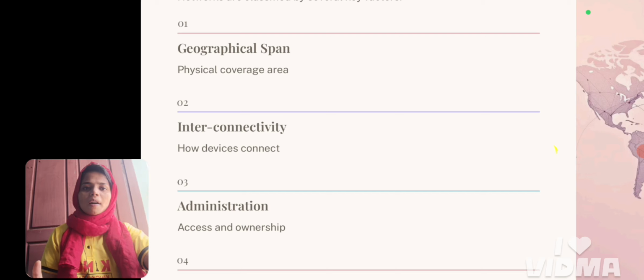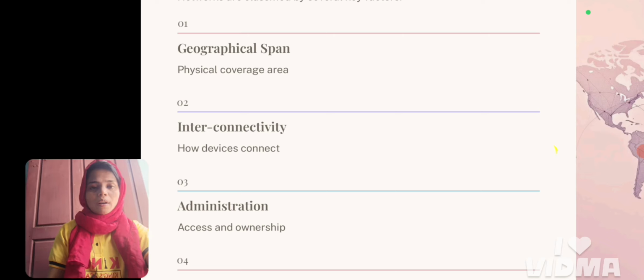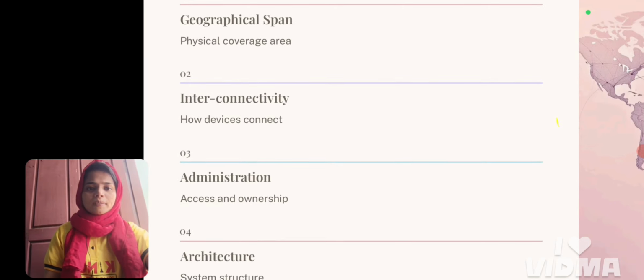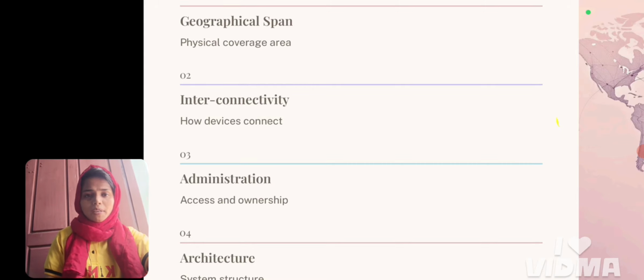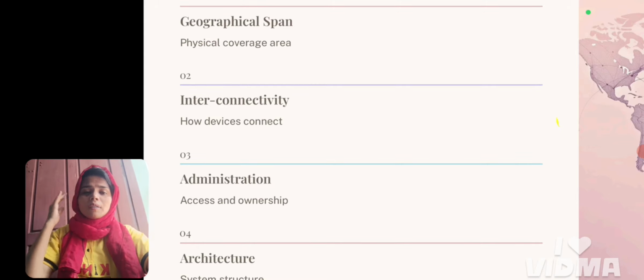Okay, then interconnectivity. How are devices connected? Interconnectivity means there are many connectivity methods. We will also discuss it later. Okay, then administration. Administration means there are two types of access. One is private and another one is public. It is also an important concept.